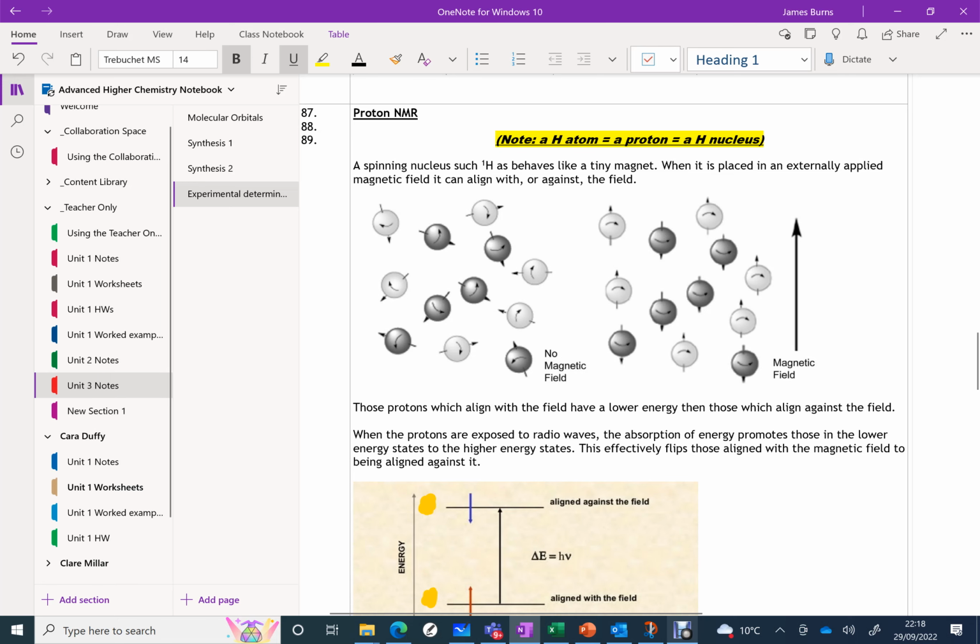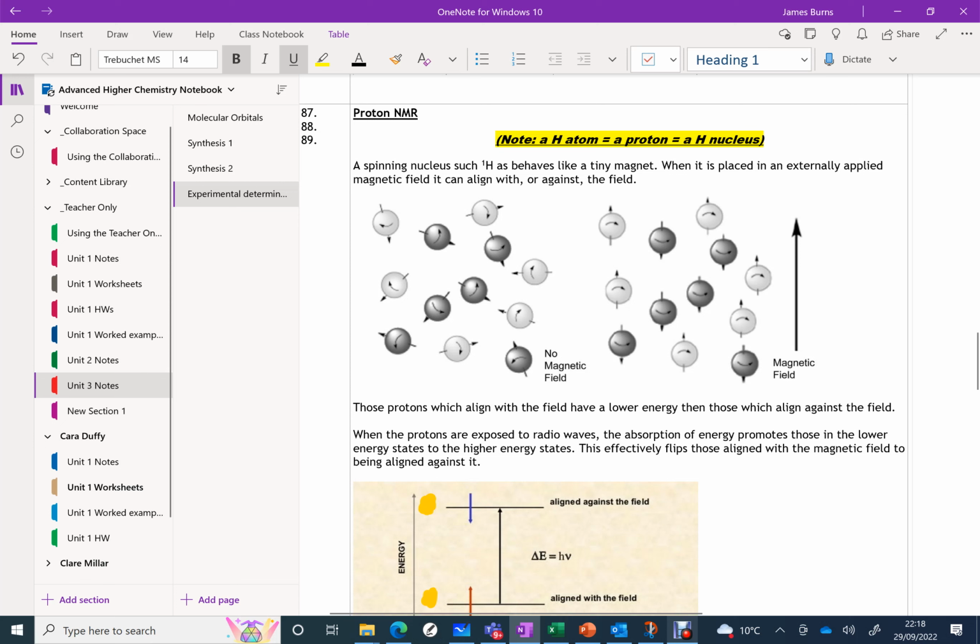Let's have a look at quite a powerful diagnostic tool in determining experimental structure of organic compounds, and this is Proton NMR, nuclear magnetic resonance. Notice that we're going to be talking about hydrogen atoms as being protons, as being hydrogen nuclei.